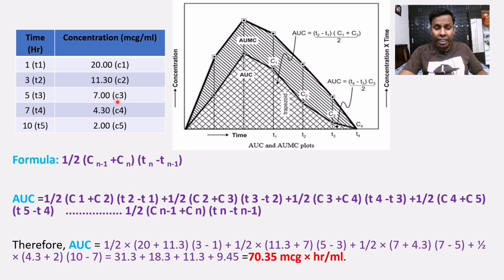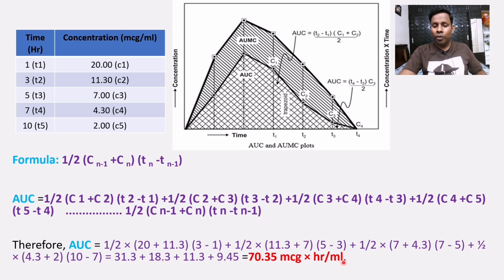Similarly, the second trapezoid is between T2, T3 and C2, C3. So in that second trapezoid, the formula will be C2 plus C3. I told you, the lower C plus higher C into higher T minus lower T. So first C2 will come. C2 is 11.30, so 11.3 plus C3, 7. Then T3 minus T2. T3 is 5, T2 is 3. So 5 minus 3. So this value will be 18.3.